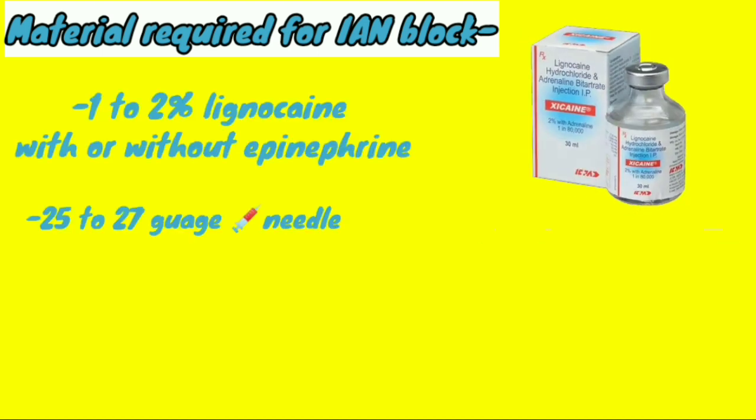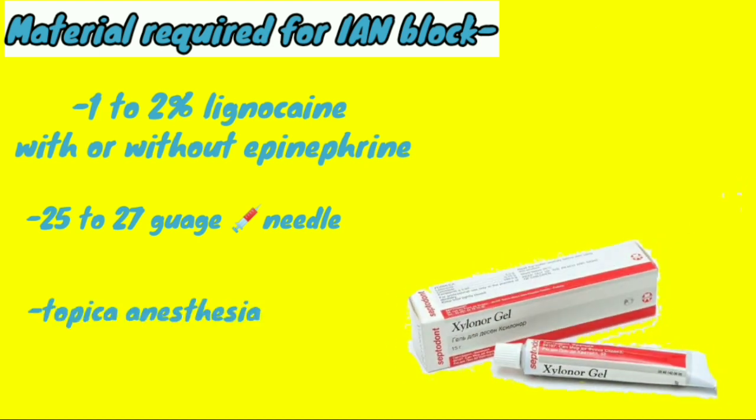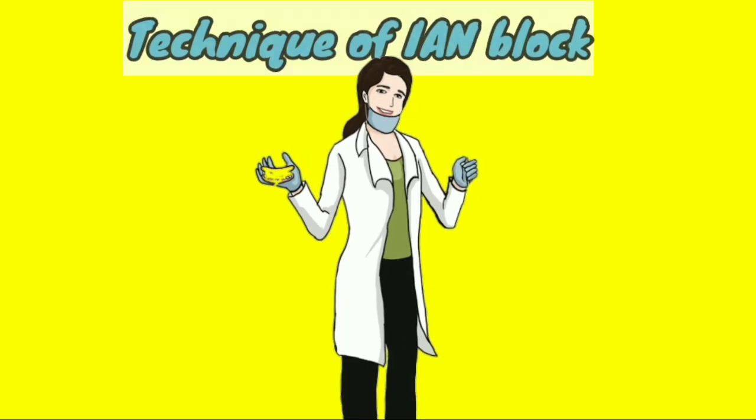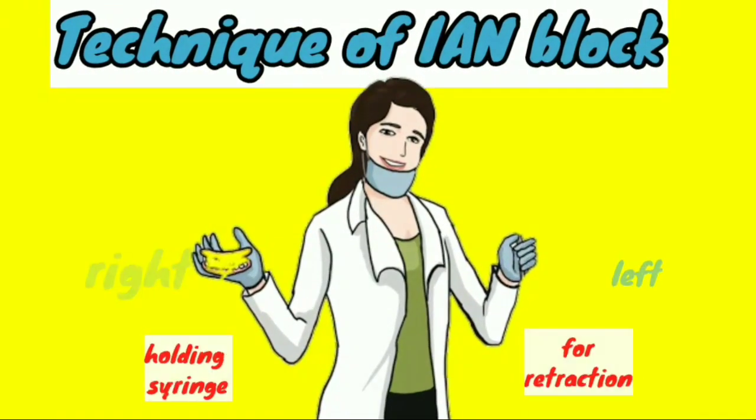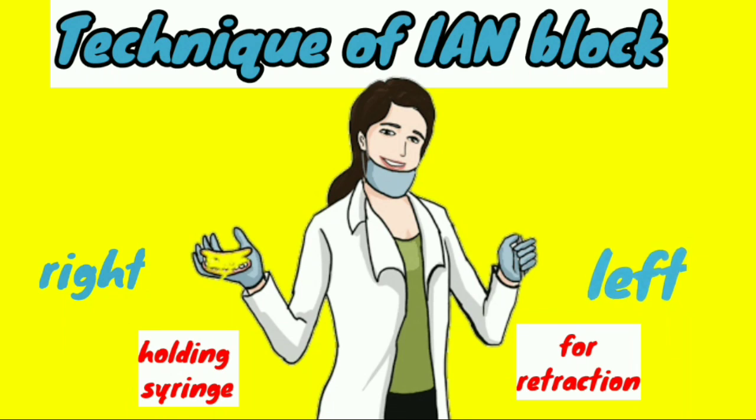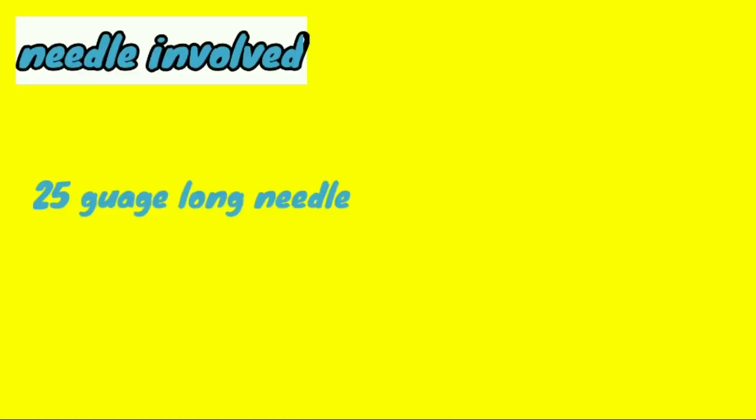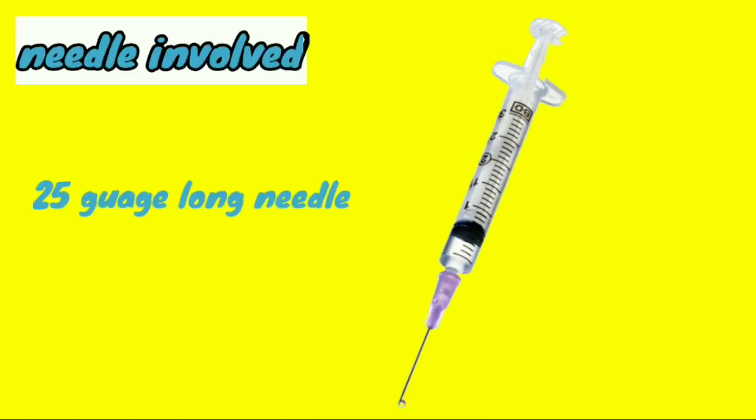The material required for this anesthesia is 1 to 2% lignocaine with or without epinephrine, a 25 to 27 gauge needle, and topical anesthesia. The technique of inferior alveolar nerve block basically employs both hands of the dentist: the left hand, which is used for retraction of the tissues, and the right hand, which is used to hold the syringe to deposit the anesthetic solution. This technique involves a 25 gauge long needle for adults.